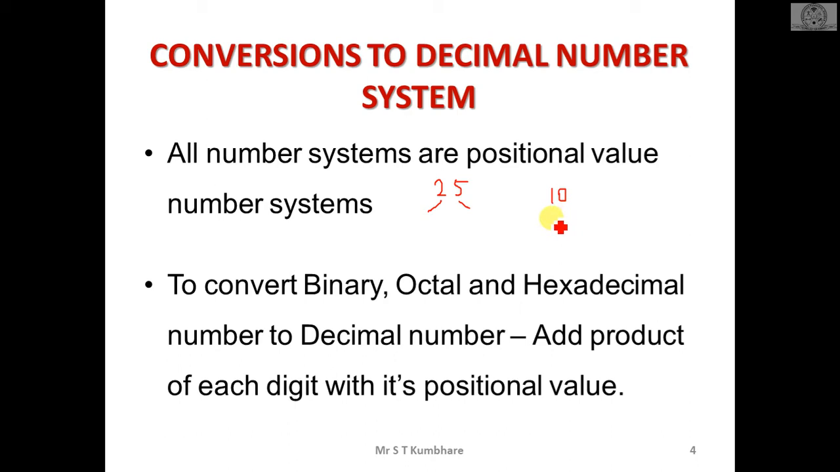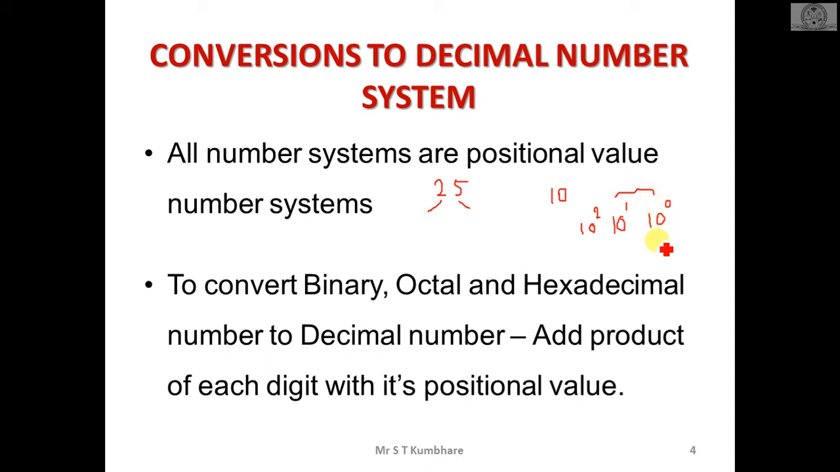Now, how to find out the positional value of a digit? Just we have to take the base. For example, here it is 10, and then start with the power 0, so 10 raised to power 0, then 10 raised to power 1, and so on. Okay, 10 raised to power 2, like this. You can continue. Here we have only two digits, so we can only consider these two.